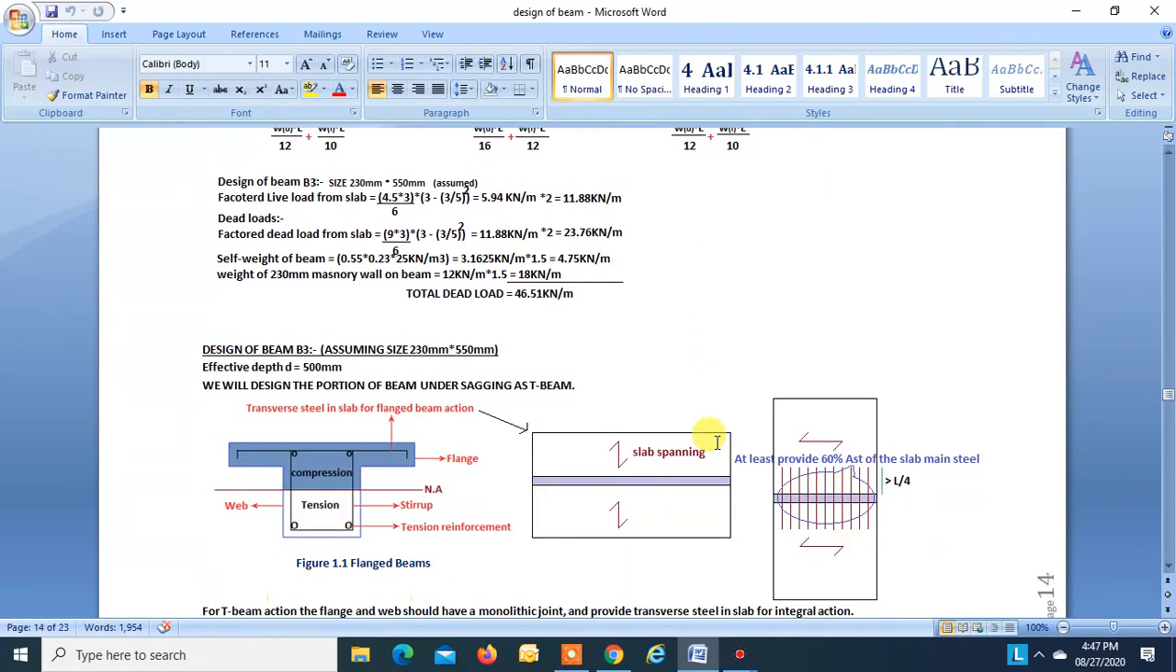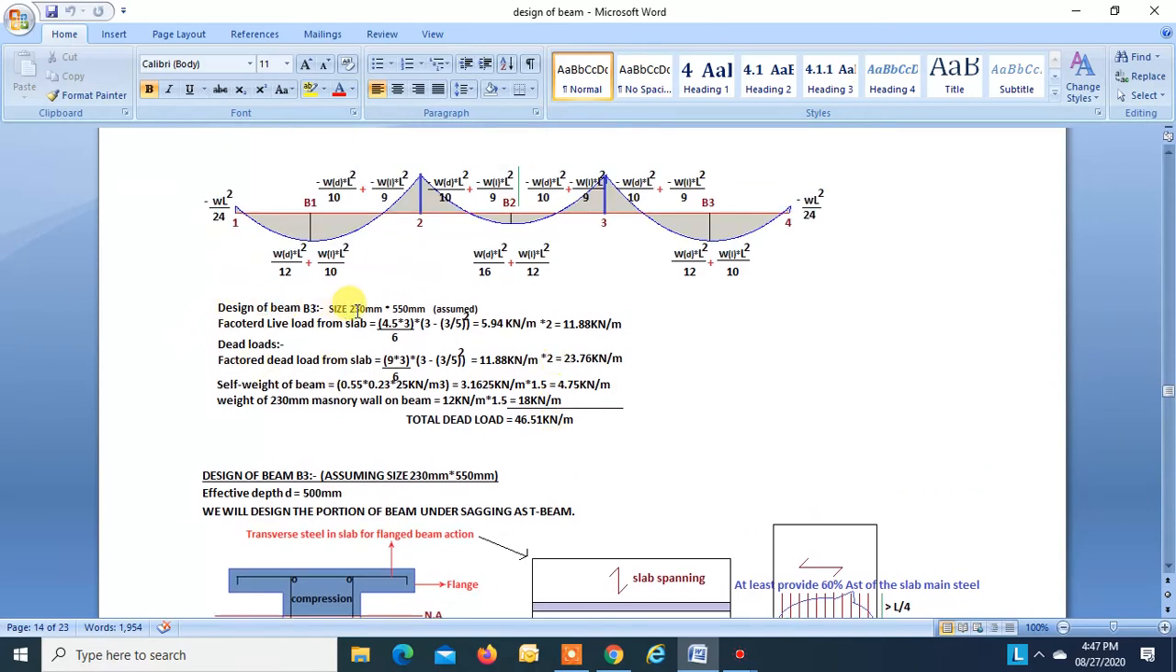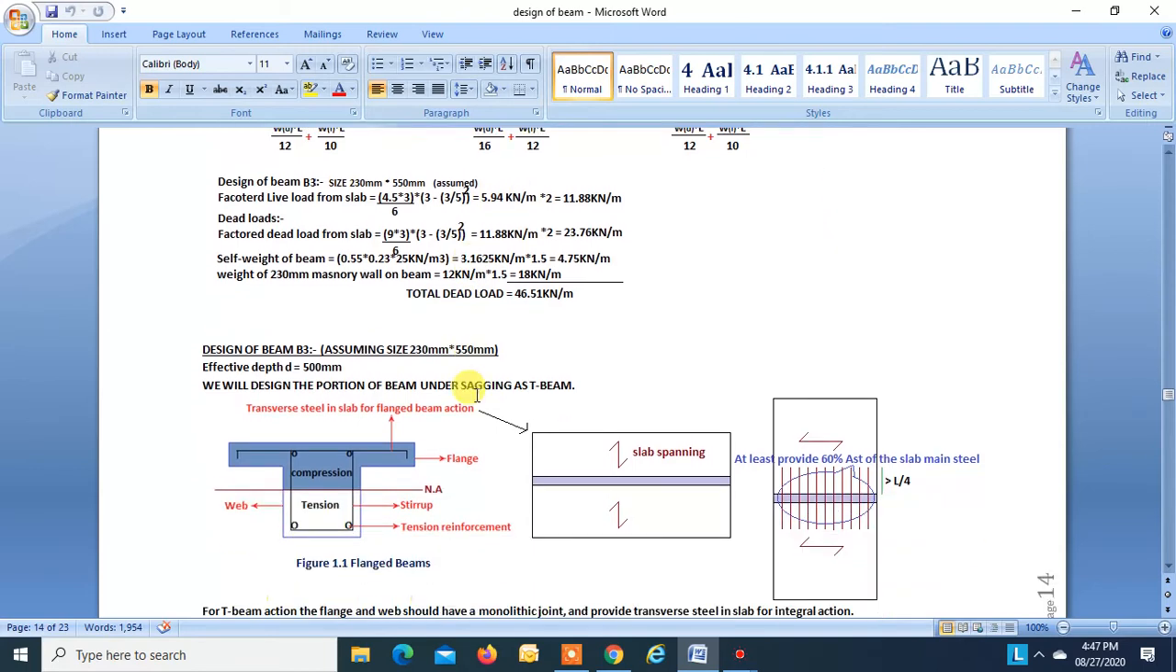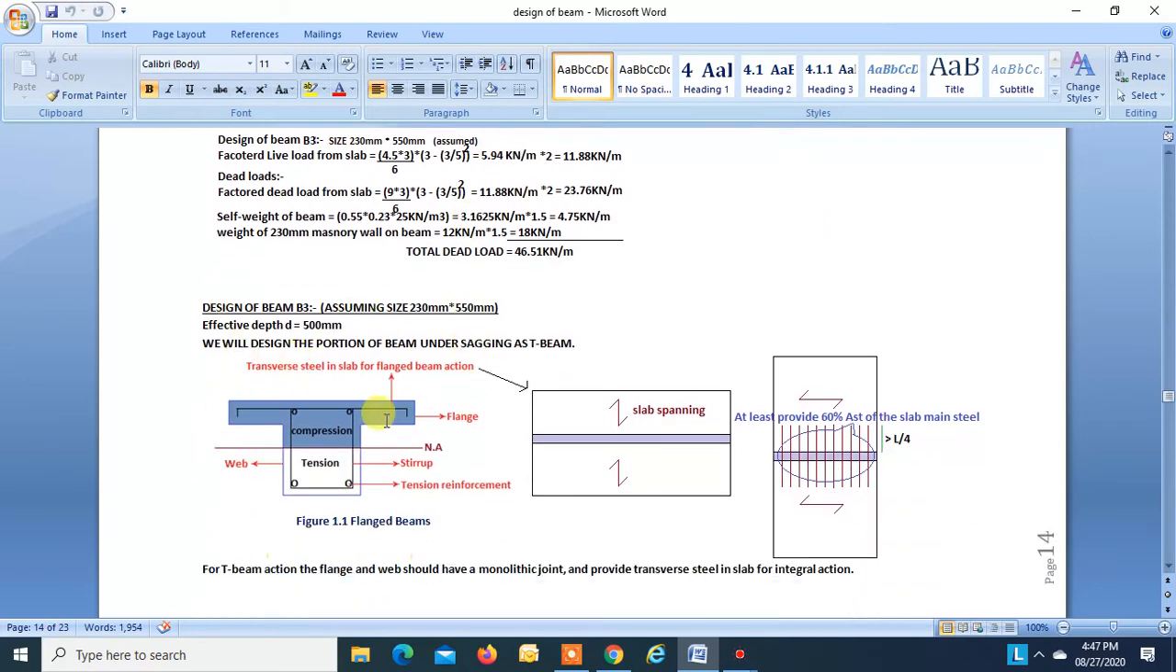Okay, so this is our factored dead load, factored live load. Over here, we are again taking the beam size as 230 by 550 mm, right? So this is a T-beam, this is flange, this is web. For T-beam action, the flange and web should have a monolithic joint and provide transverse steel in the slab for integral action. Transverse steel, right?